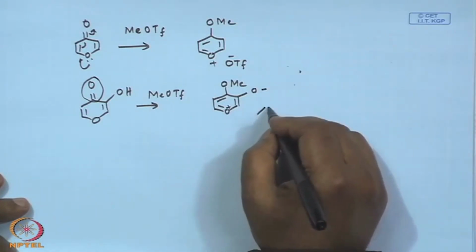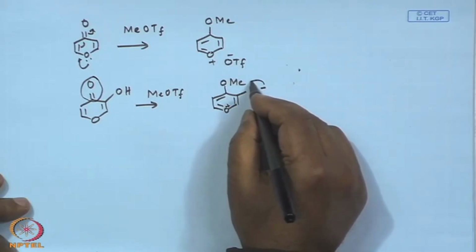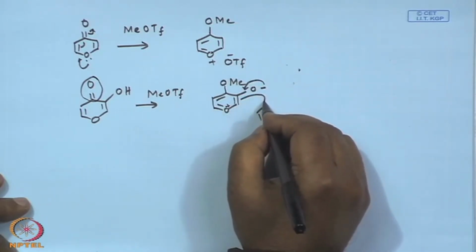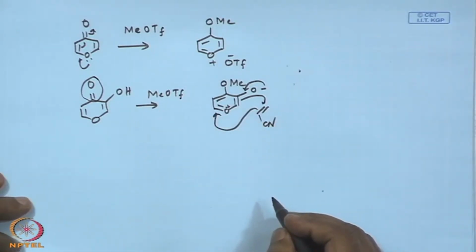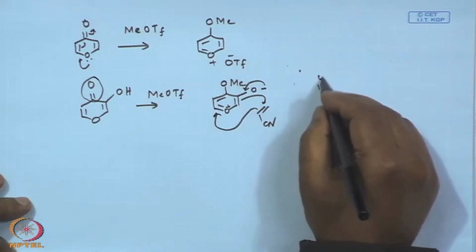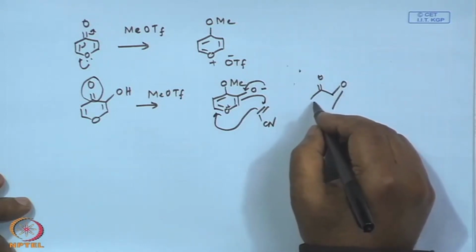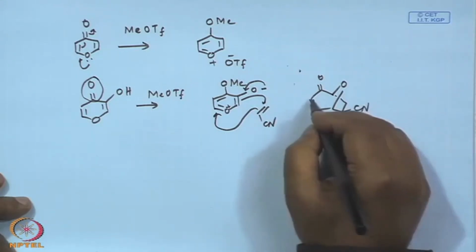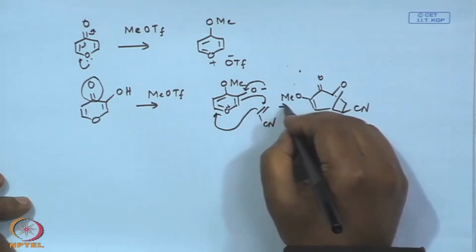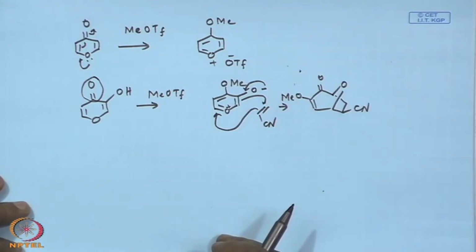So, let us say with acrylonitrile, once again the reaction would proceed at the 2 position, and the double bond would now move to react with the other position of the pyrrolium ion. So, what you will get? You will get again a 7-membered ring with the oxygen bridge here and the cyano group here.